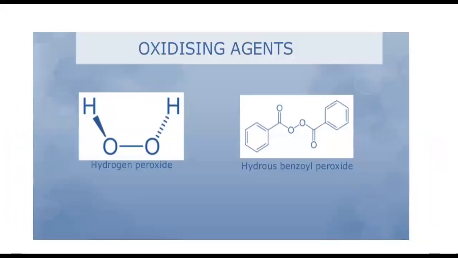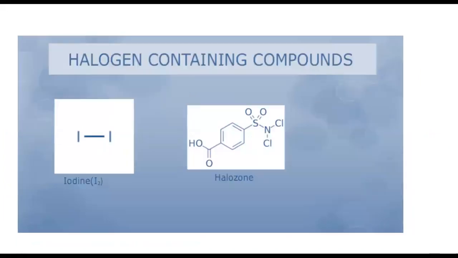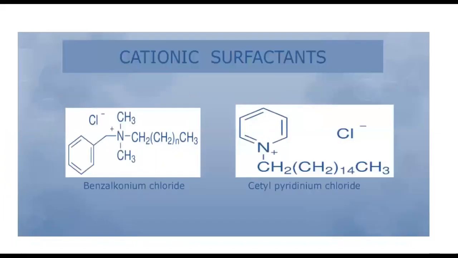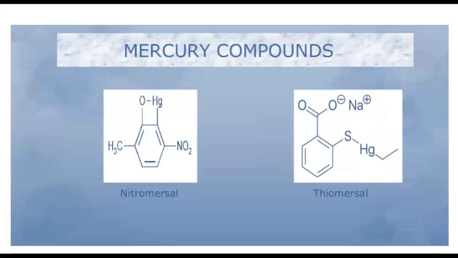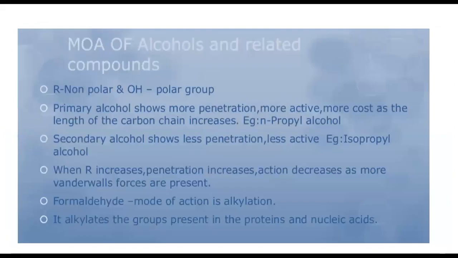Oxidizing agents, H2O2 and hydroxybenzyl peroxidase, halogen containing iodines and halazones. Cationic surfactants, the structures we are dealing with. Dyes, we have already mentioned, the nitrofuran, the mercury compounds. So we will see the mechanism of action of alcohols and related compounds.